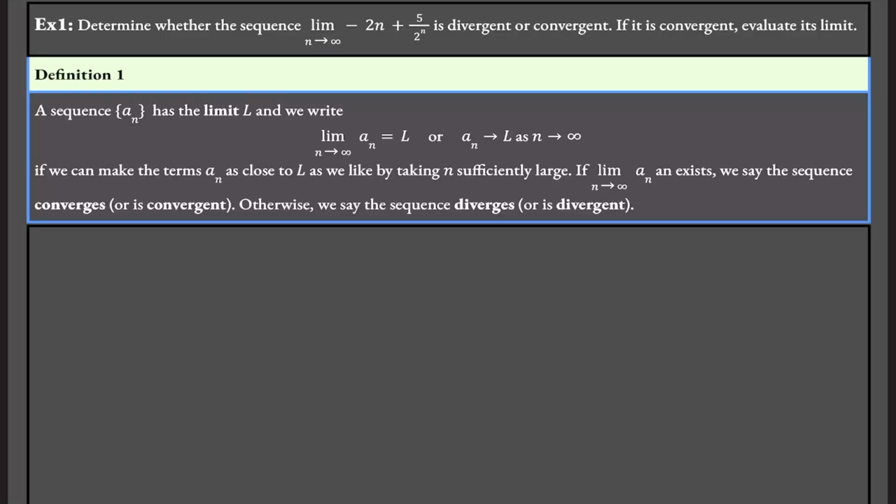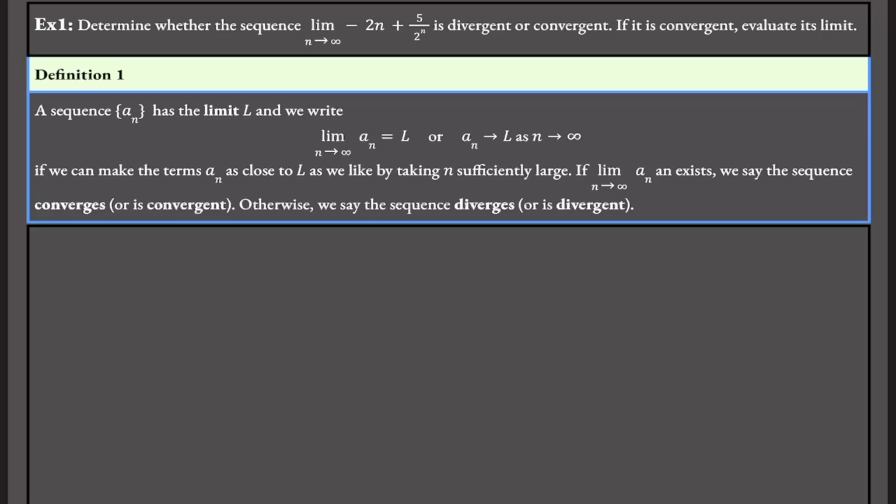In this video, we're going to be doing problems from 11.2 having to do with sequences. For this first example, we want to determine whether the sequence, the limit as n approaches infinity of (-2n + 5) / 2^n, is divergent or convergent. And if it is convergent, we're asked to evaluate its limit.